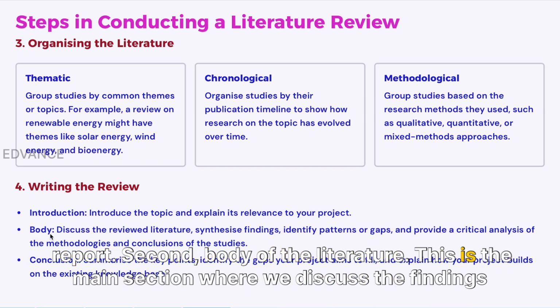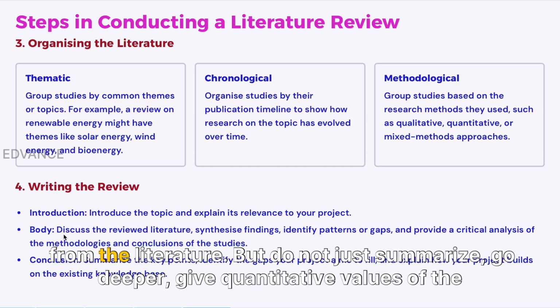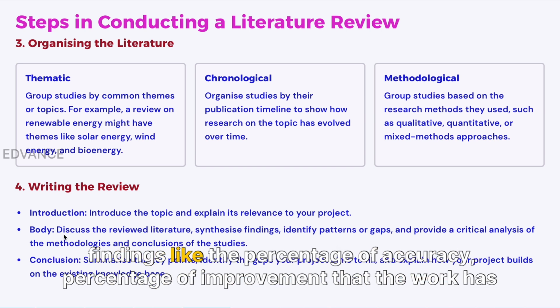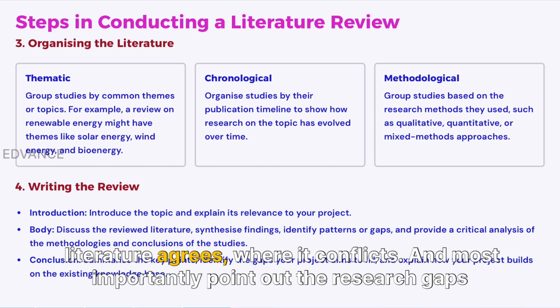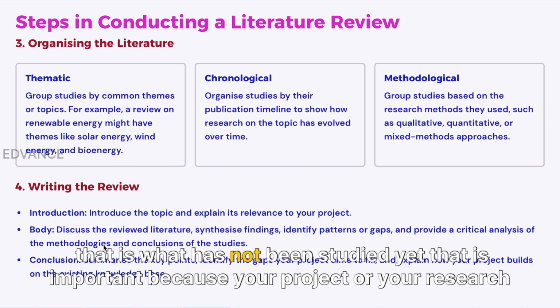Second, the body of the literature. This is the main section where we discuss the findings from the literature. But don't just summarize, go deeper, give quantitative values of the findings, like the percentage of accuracy, percentage of improvement that the work has achieved. Also highlight patterns, trends and contradictions. We can write about where the literature agrees, where it conflicts, and most importantly point out the research gaps, that is, what has not been studied yet.